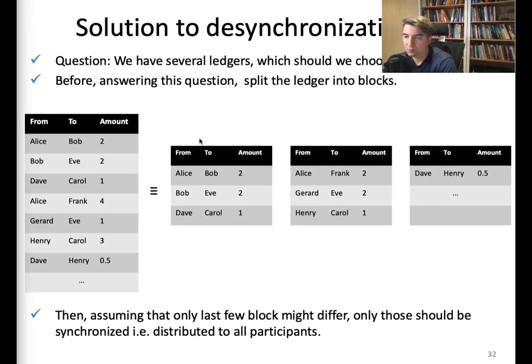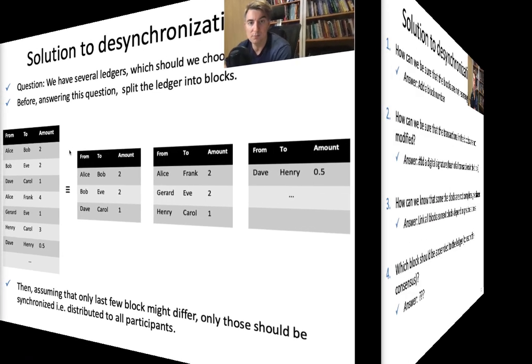Given that we have multiple versions of the ledger, which ledger should we use and distribute across the network? That is the question, and that is actually the central question in the Bitcoin network. But before answering this question, a good idea would be to split the ledger, because it grows quite rapidly, into blocks. Perhaps we could assume that only the last few blocks should be synchronized, and the rest of the blocks, the early blocks, are in sync.